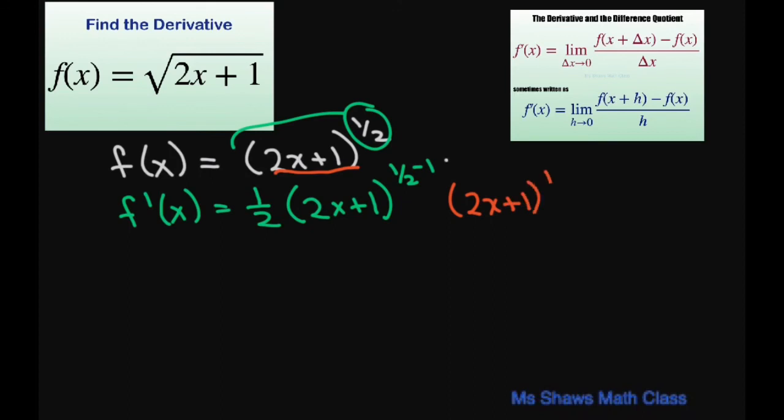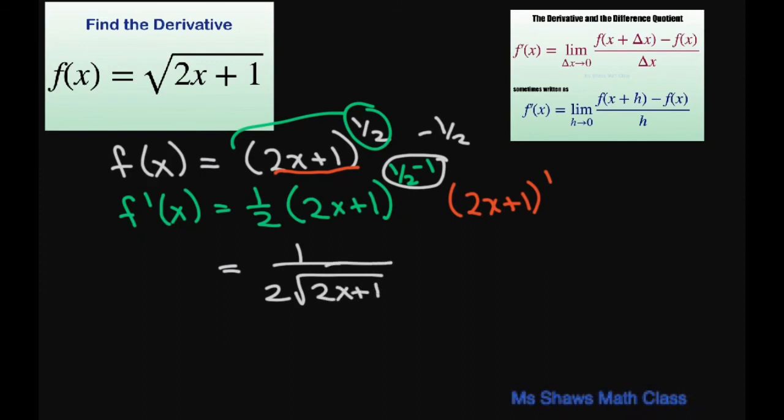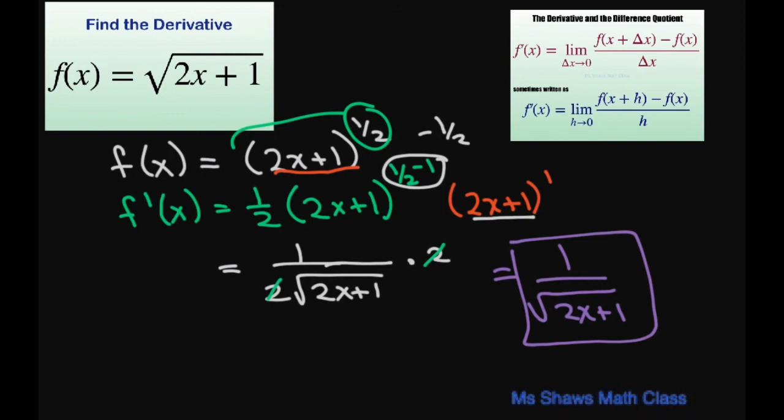So this is going to equal negative 1/2 for the exponent. So we're going to have 1 divided by 2 square root of 2x plus 1. And then when you take the derivative of 2x plus 1, that's times 2. And what happens is the 2's will cancel. And so we get the same answer we got before, 1 divided by the square root of 2x plus 1, which is the same answer we got with the limit process.